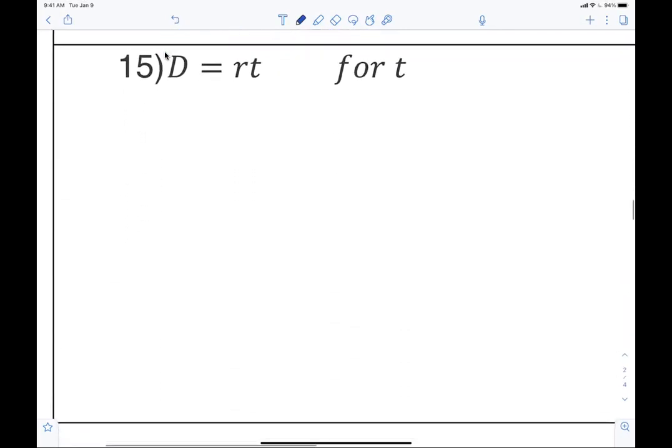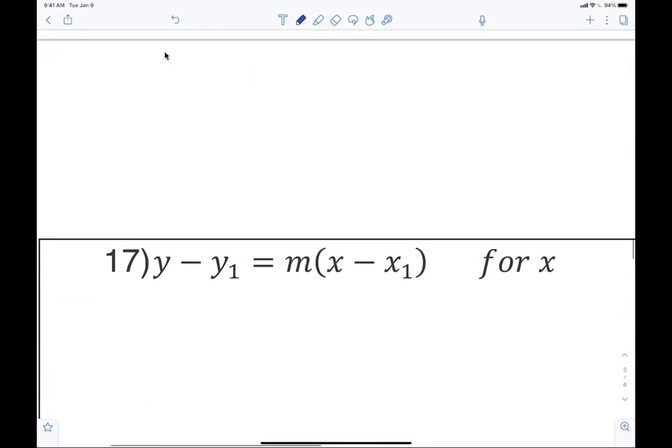Number 15, distance equals rate times time. Tell me. Divide by R. And then it would be t equals d over r. Yes, guys, that's how easy. Beautiful. All right, here we go.